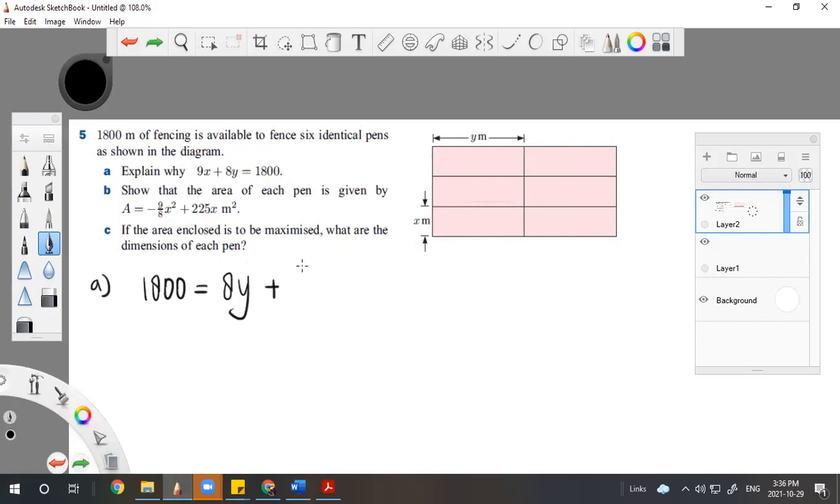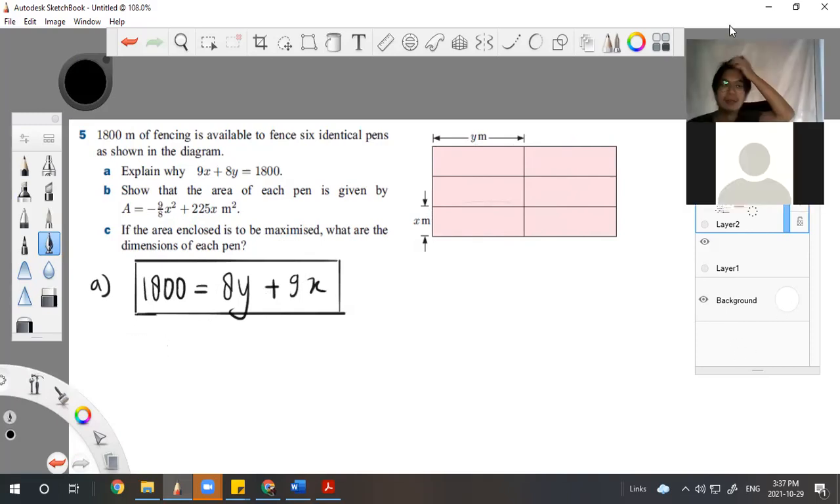So if you are asked to explain why this, can you explain it? I cannot explain it well in English. Can you explain why 1,800 equals 9x plus 8y?